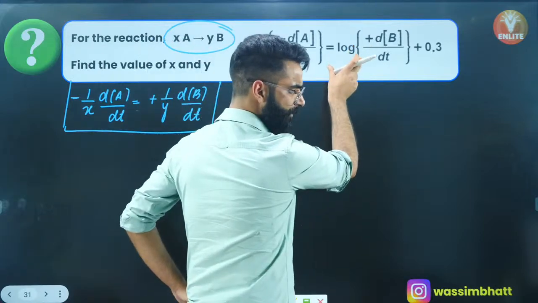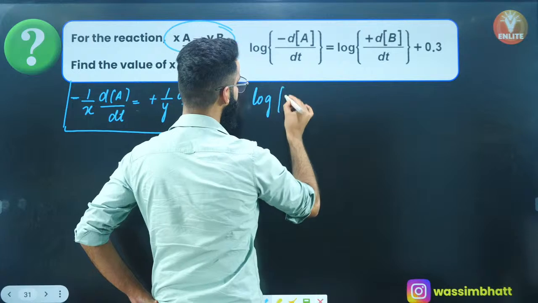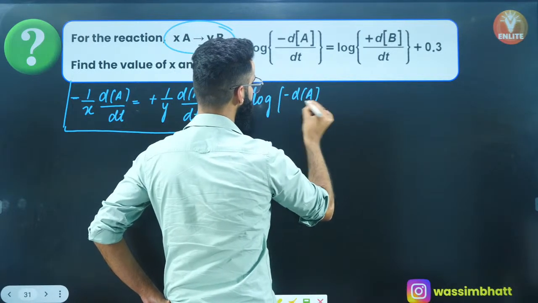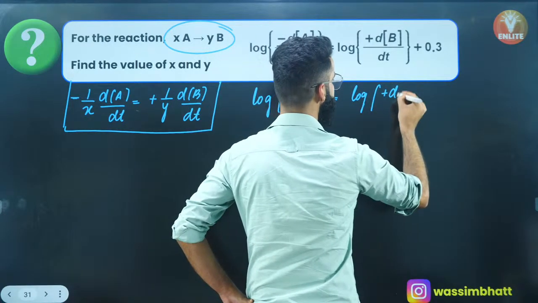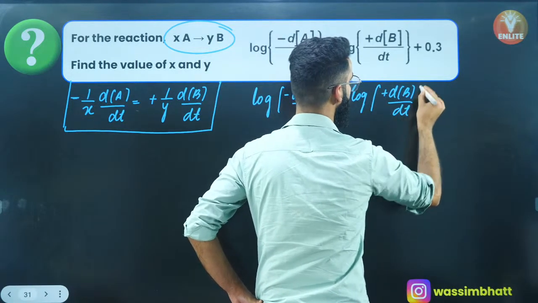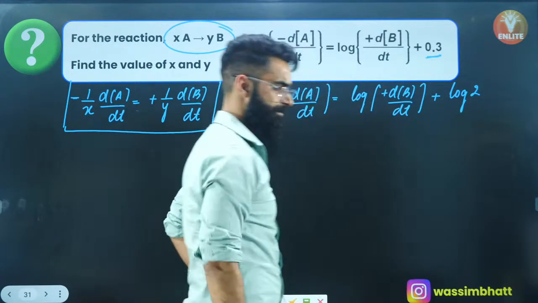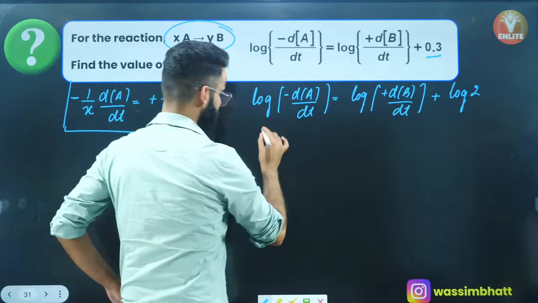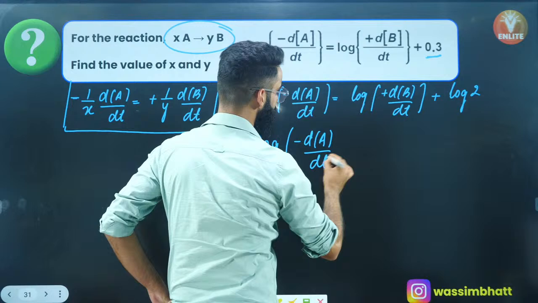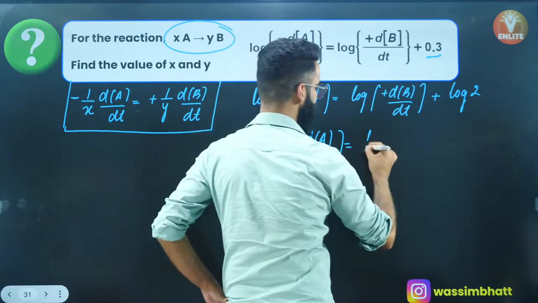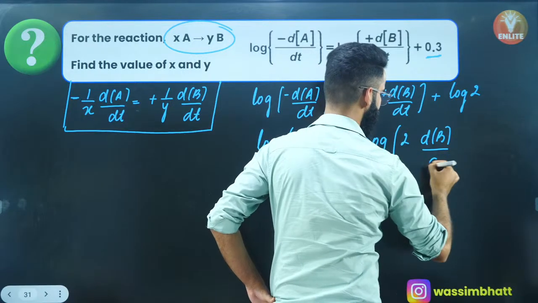Now people, as far as this particular equation is concerned, as far as this given data is concerned, I can write it like this: log of minus dA divided by dt is equal to log of plus dB divided by dt plus, instead of 0.3 I'll be writing log of 2. Doesn't make a difference, right? Now we will have a look. It's going to be log of minus d of A divided by dt is equal to log of m plus n. It's going to be log of m into n, right? So it's going to be 2 multiplied by d of B divided by dt.